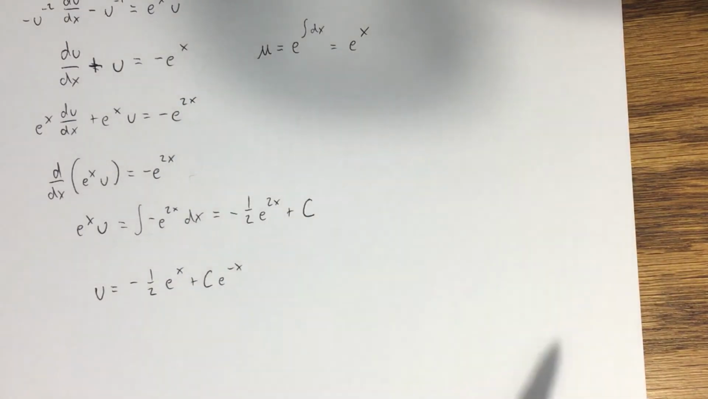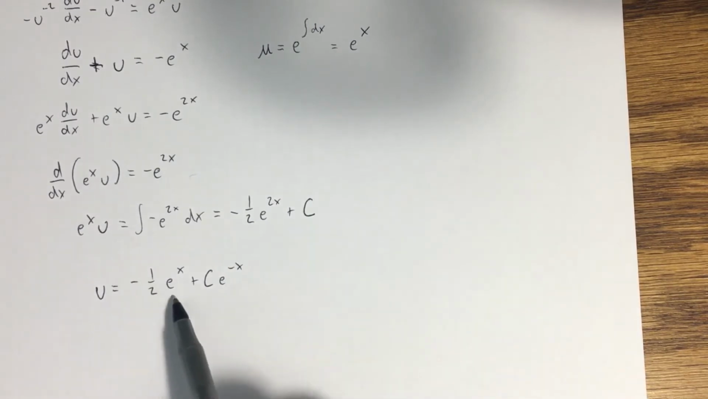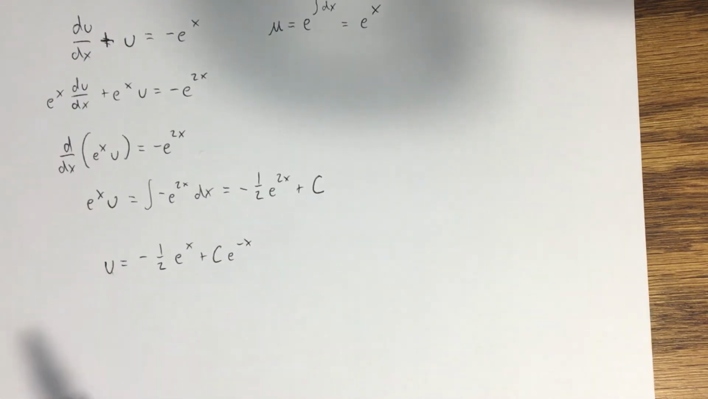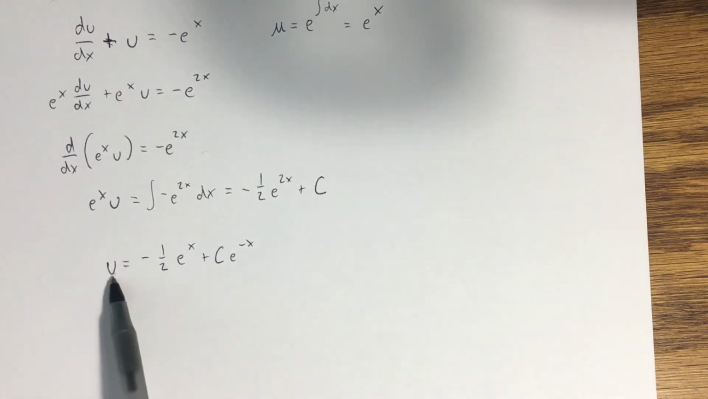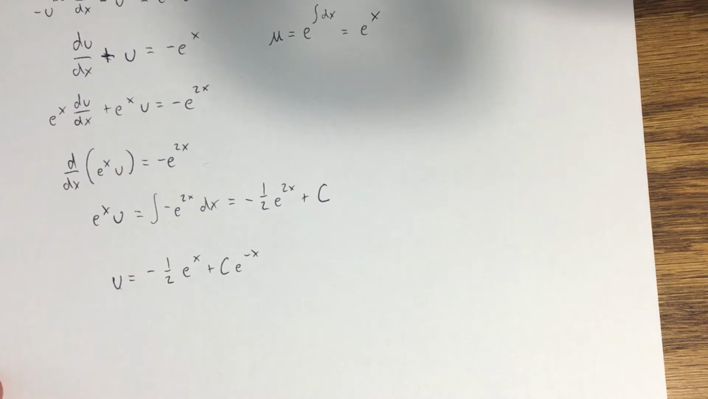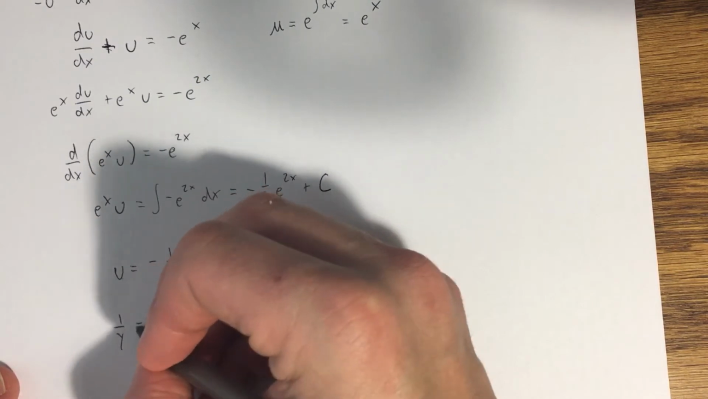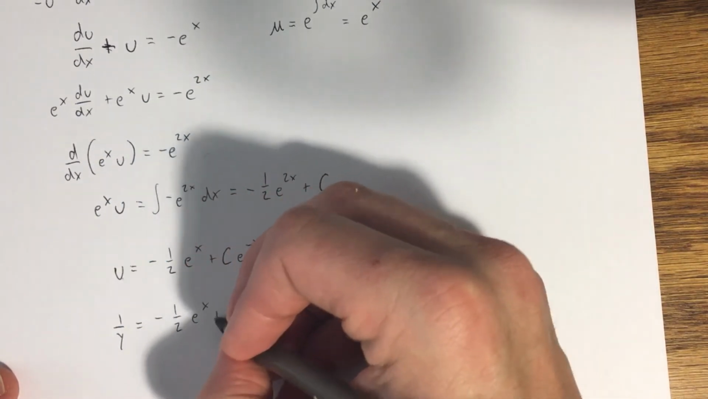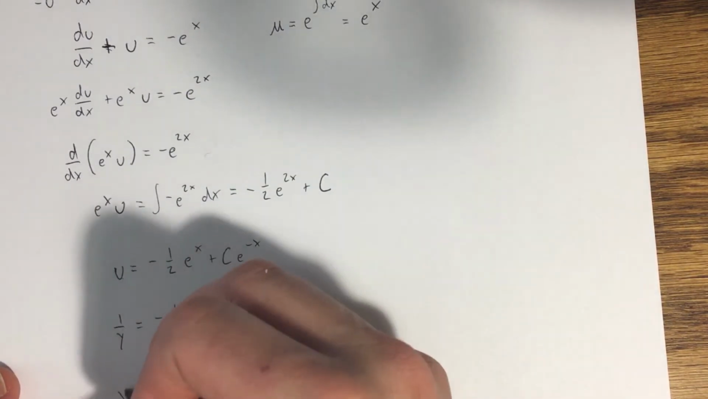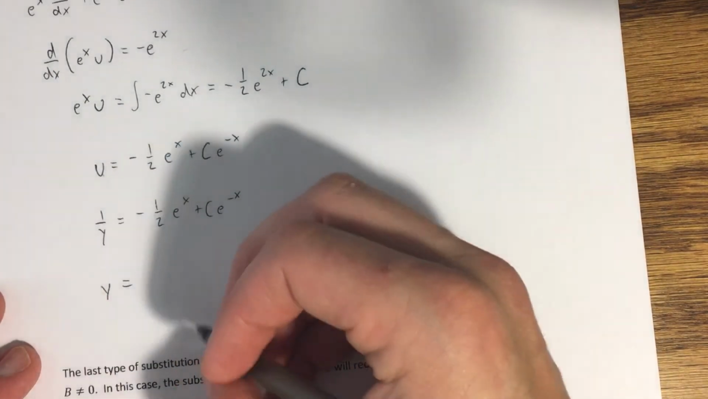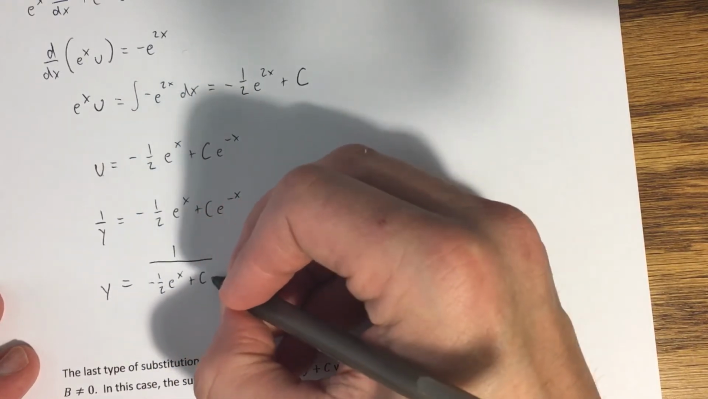Notice we have a transient term here, just to bring that terminology back. Finally, I don't want u. The variable substitution was only there to help me put my differential equation into a form that's easier to solve. I need to put my y back into the equation here. y, remember, was the reciprocal of u, the way that we defined it. So I can say that this is 1 over y equals negative 1/2 e to the x plus c e to the negative x. Let's solve for y by taking the reciprocal of both sides. y is equal to 1 over negative 1/2 e to the x plus c e to the negative x.